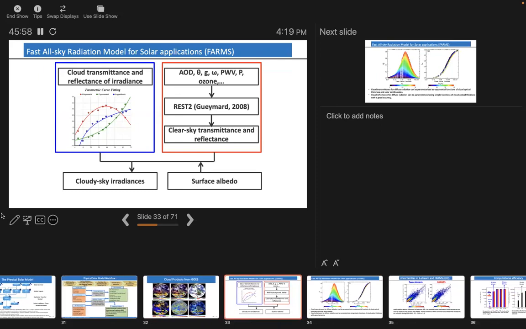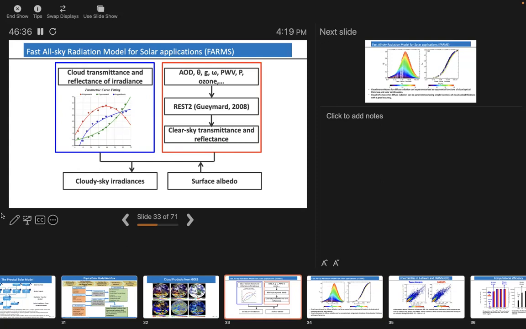So now, essentially, this is our FARMS, which is the fast all-sky model. Like I said, we ran a very high resolution, very high quality model and built a big database with multiple streams. I think we used 16 streams, DISORT, to build this big database for different clouds, different optical depth, different effective radius, different cloud type. Then we built equations to fit it, and I'll show you in the next sequence. The clear sky is much easier and very fast. The cloudy sky is where it takes time.